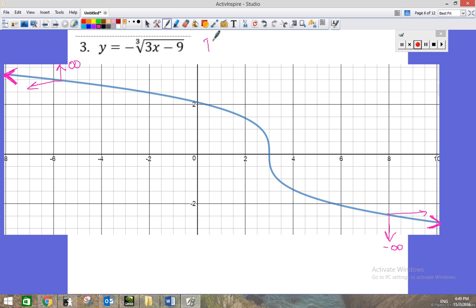So the range is also the set of all real numbers. And I'm getting that from this graph, from my up and down movement in the graph.